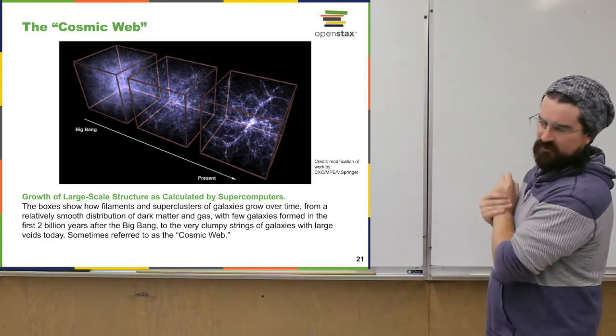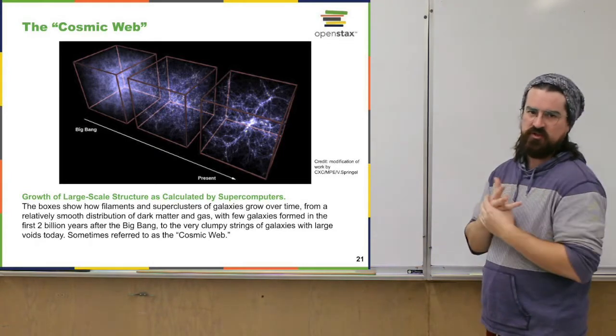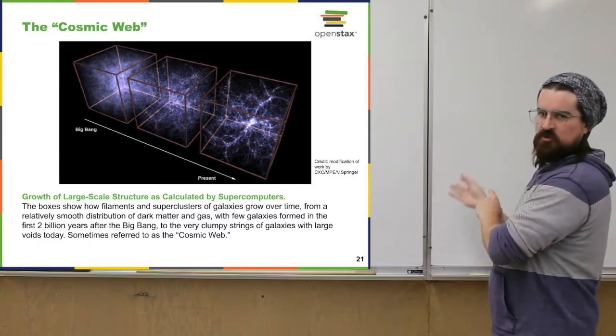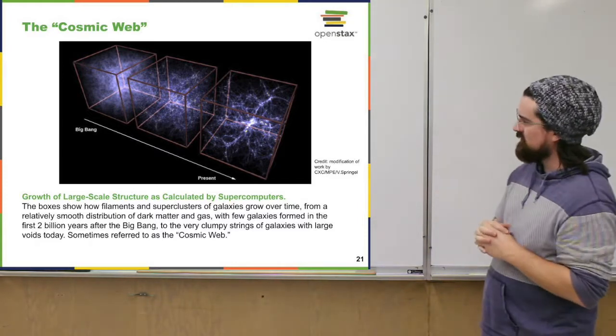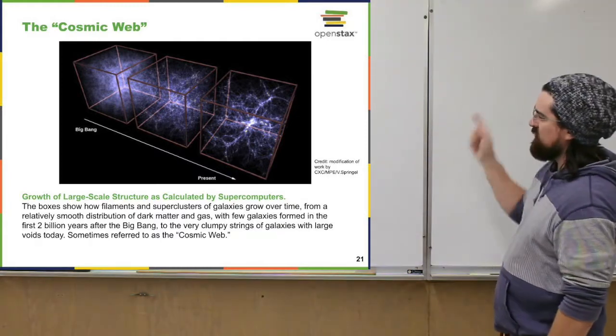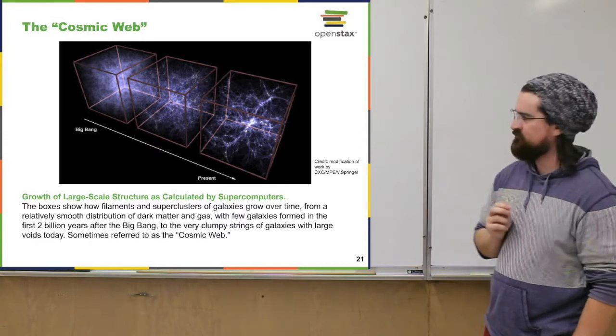Billions of years later, we reach the present time, or how the present structure looks, where we have fairly large structures, these filaments or superclusters of galaxies. It's sort of sponge-like, almost web-looking in a way. This large-scale picture is sometimes referred to as the cosmic web.